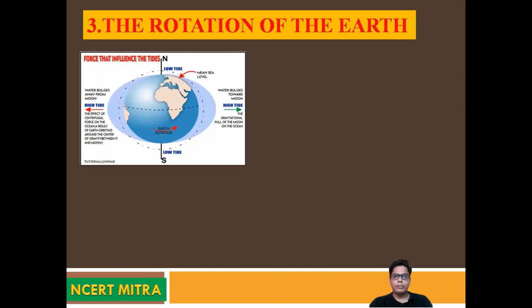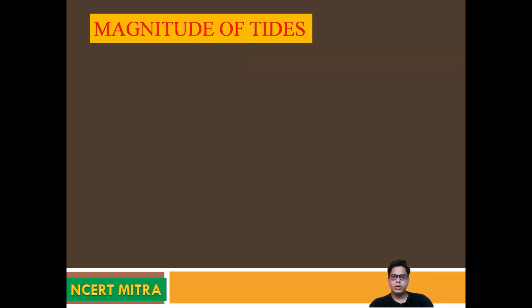Next, the rotation of the earth. The speed of the earth's rotation is more than 40,000 kilometers per hour. Due to this, there is a centripetal force, and the water bodies try to lift from one area to another. That area becomes the mean sea level, and the sea level rises, and that causes the tides. So the force that influences the tides is the rotation of the earth, as you can see here. So these are the main things we have to discuss.